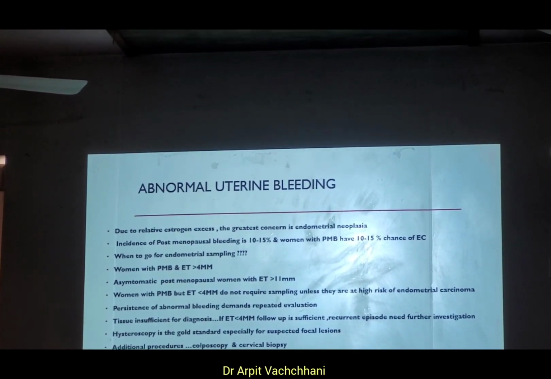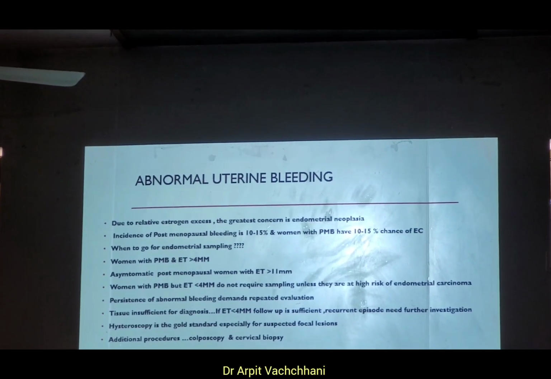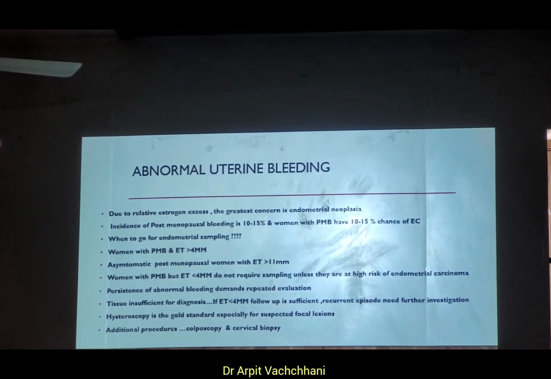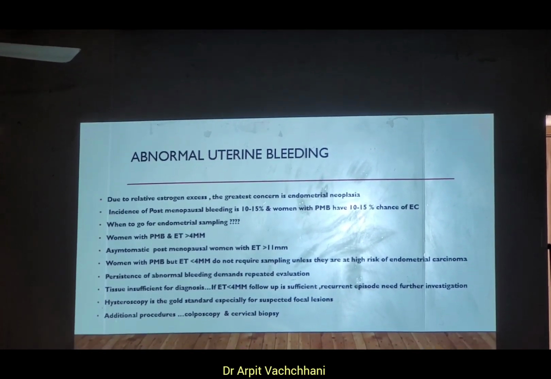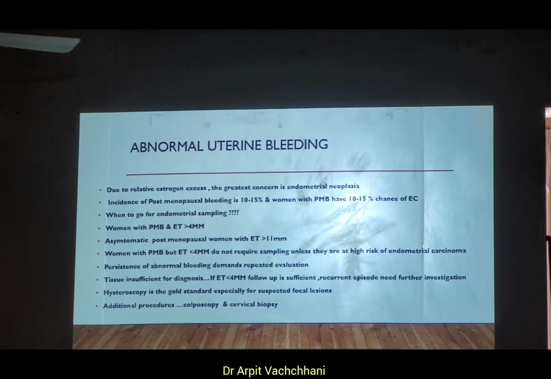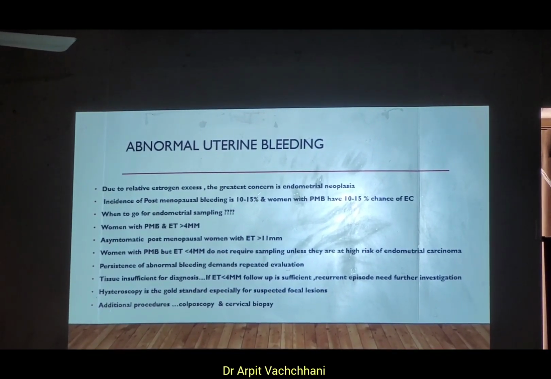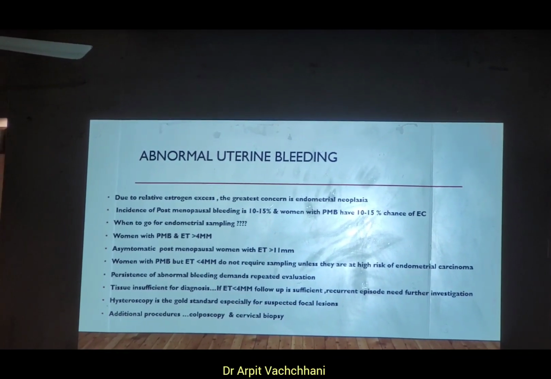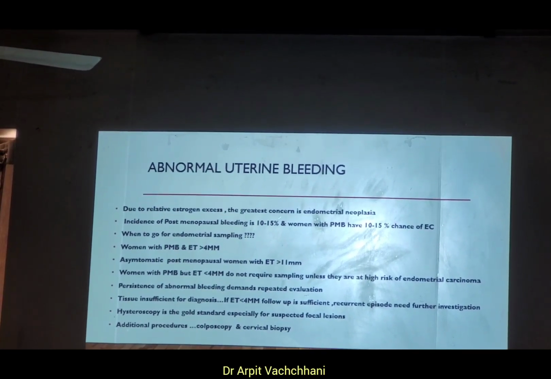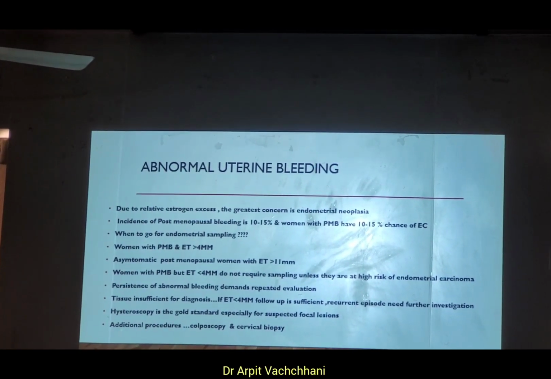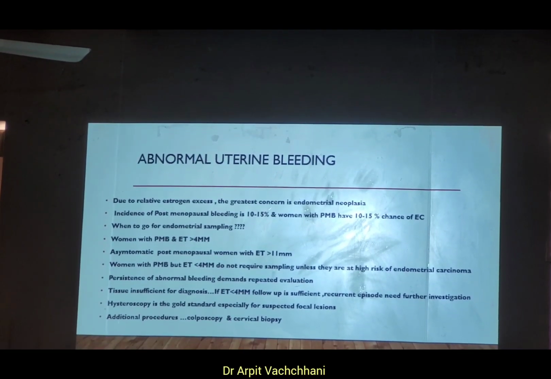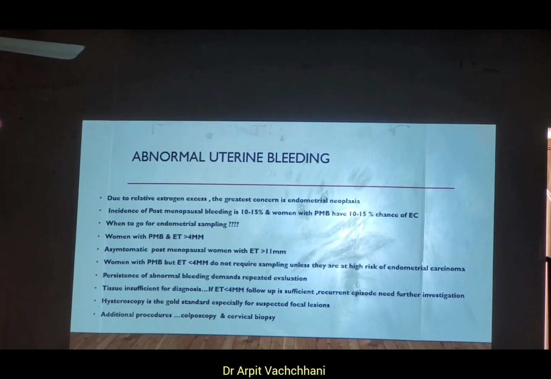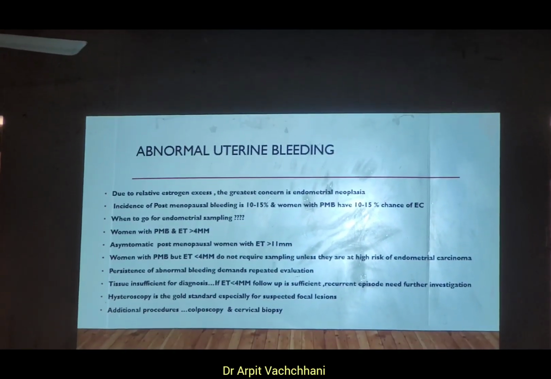So when to go for endometrial sampling? Women with postmenopausal bleeding and endometrial thickness more than 4 millimeter, you have to go for endometrial sampling. Also an asymptomatic postmenopausal woman with ET more than 11 millimeter. Sometimes the patient may have gone for a sonography for a calculi or some abdominal problem, and you may find that the endometrial thickness is 12 millimeter and the patient is postmenopausal. Even if the patient is not bleeding, you have to go for an endometrial sampling because 11 millimeter is the cutoff for asymptomatic postmenopausal women.